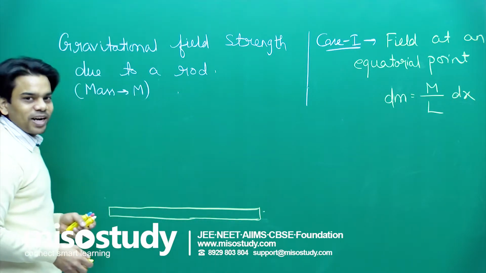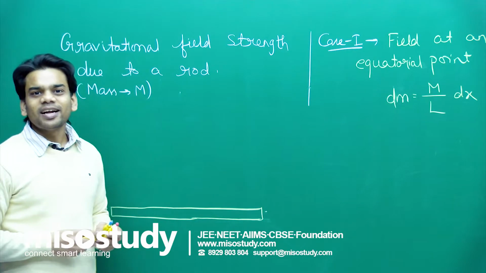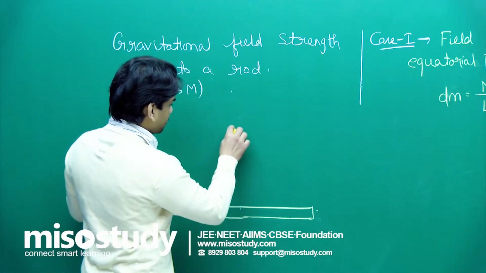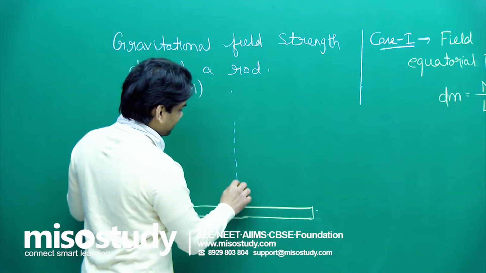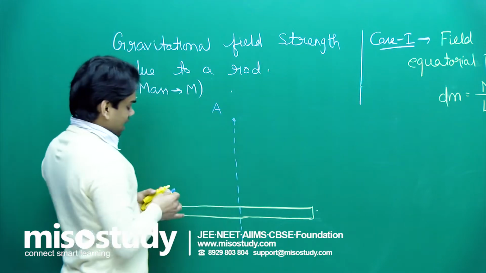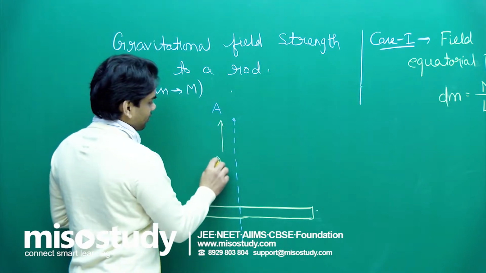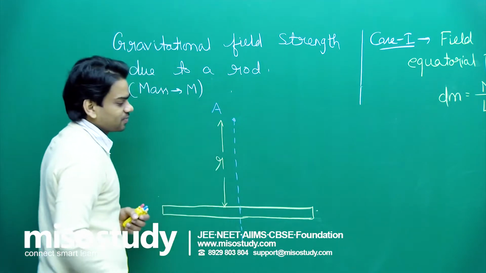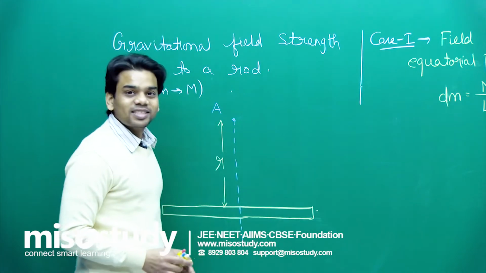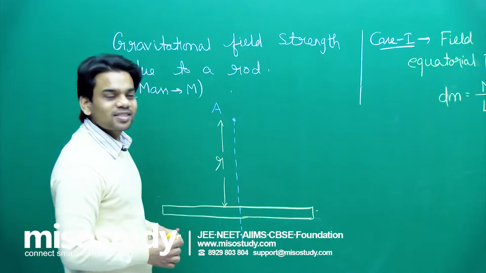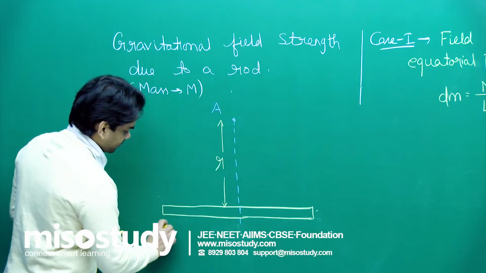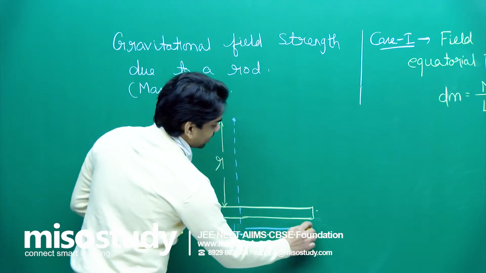Now we are interested in finding the field strength at an equatorial point, that is, at the perpendicular bisector of the rod. Where does the perpendicular bisector lie? It will be here, so I am going to draw a perpendicular bisector, this line. Anywhere on it you can say that this is point A at a distance R, where you have to evaluate the value of field strength. The length of the rod is still capital L and its mass is still capital M. So I'm also marking its length as capital L and its mass as capital M.